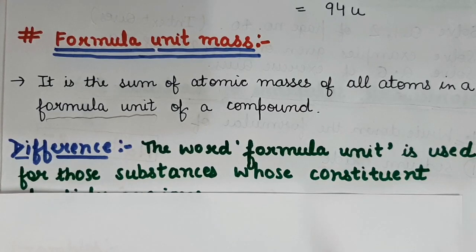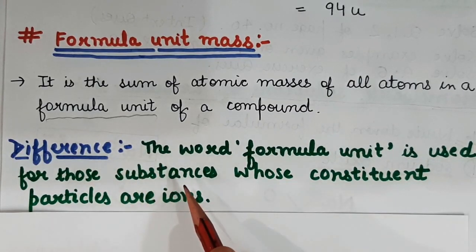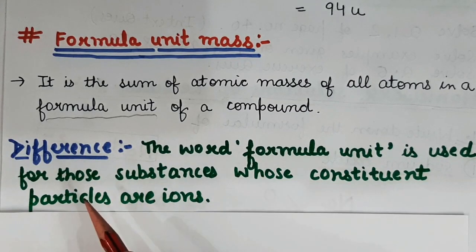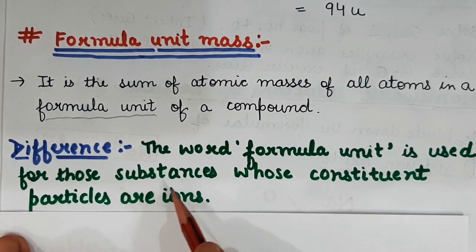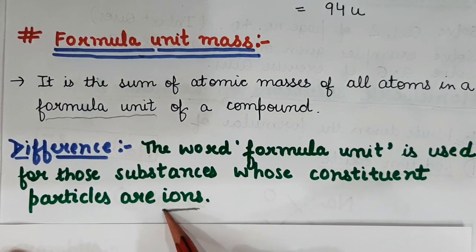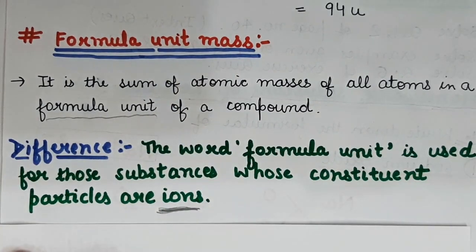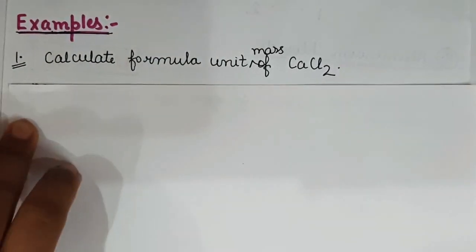So what is the formula unit? The word formula unit is used for those substances whose constituent particles are ions. Just this difference is there between the formula unit mass and molecular mass. Otherwise, the calculation part is similar to molecular mass. The same method is followed here also. Now let us understand with the help of some examples.